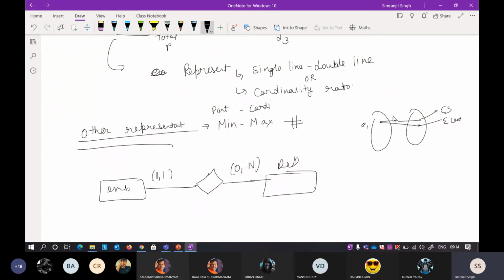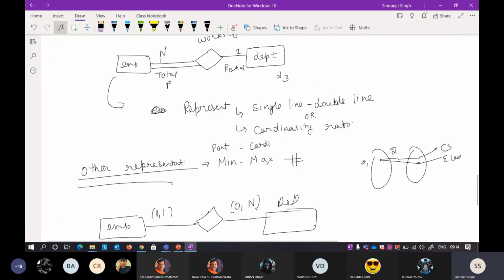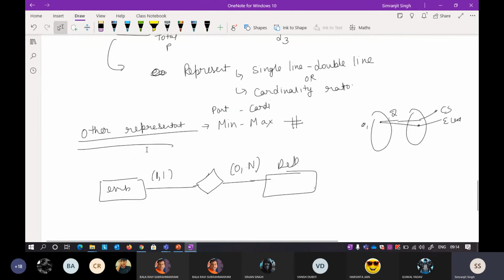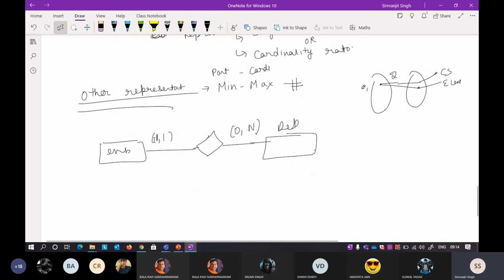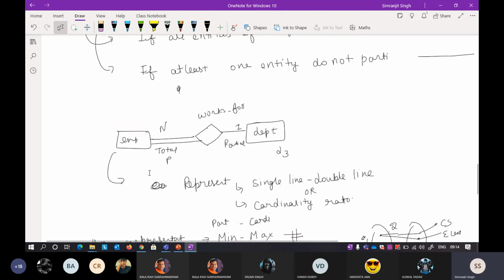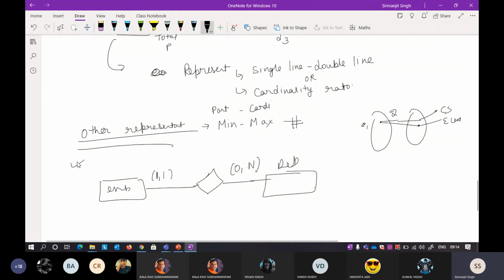If in a requirement you can see that the minimum relationship in which a particular employee is participating here is 2, this will be represented in this one. That is not possible in the other notation. So this min max notation has more information in contrast to the single double line representation. Most of the time the single double line representation is used in books, but this is also another representation that can be asked, so keep both representations in your mind.